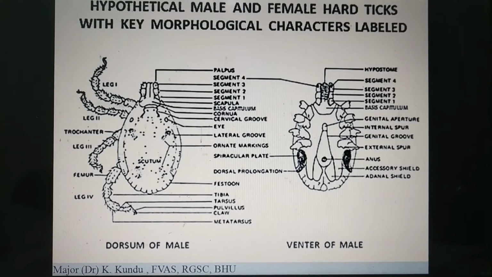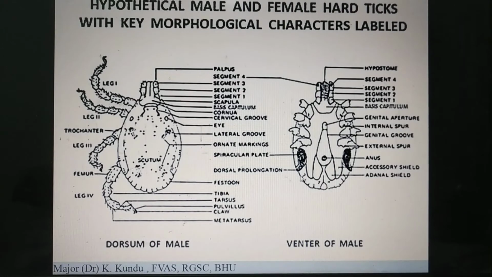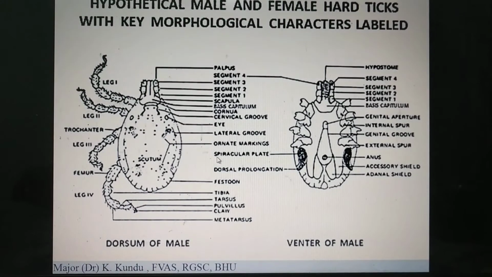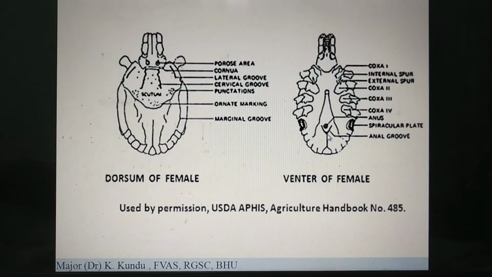Okay, now you can see the spiracles. This is a comma shaped spiracle, as you can see. Now here you can see the festoons. From the dorsal photograph on the left, you see the festoons on the dorsal aspect. Now these anal shields and adenal shields are present only in males. They are absent in females.